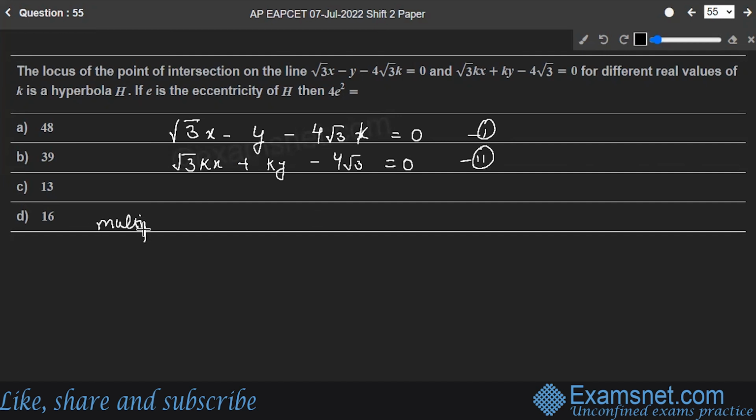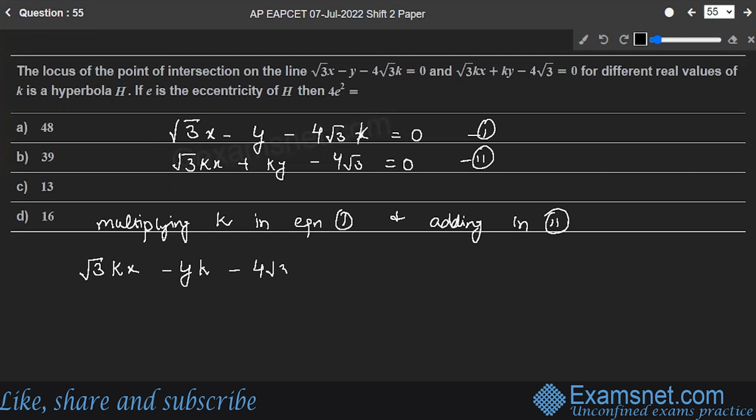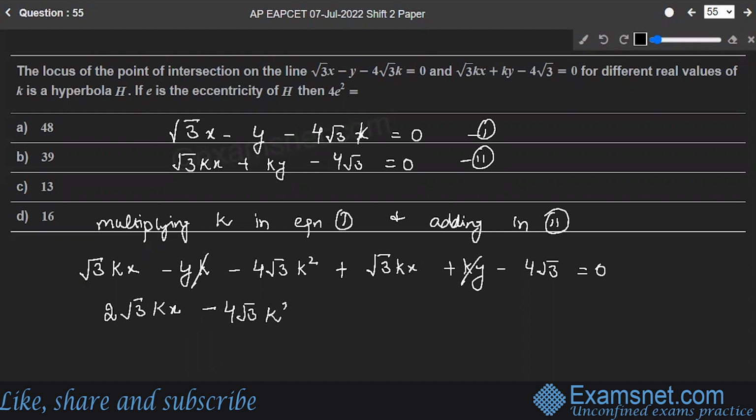Multiplying k in equation 1 and adding in equation 2, this will make it root 3 kx minus yk minus 4 root 3 k square plus root 3 kx plus ky minus 4 root 3 is equal to 0. So let's solve. You will have 2 root 3 kx, and yk and ky will get cancelled. This will be minus 4 root 3 k square minus 4 root 3 is equal to 0.